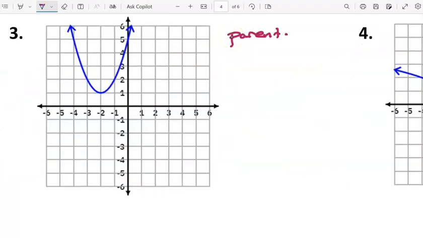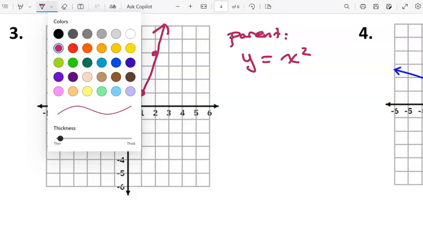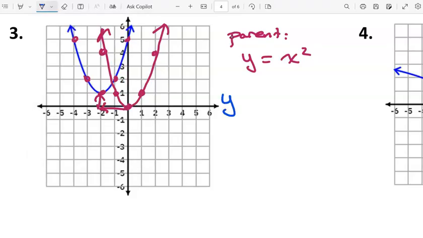In number 3, our parent function is y equals x squared. Y equals x squared has a shape like this, and the transformed function is simply a translation left 2 and up 1 to produce the new graph. So the transformed function has an equation y is equal to x plus 2 squared plus 1.